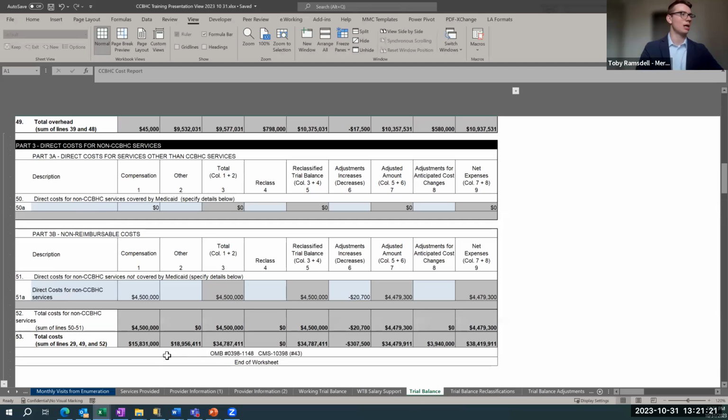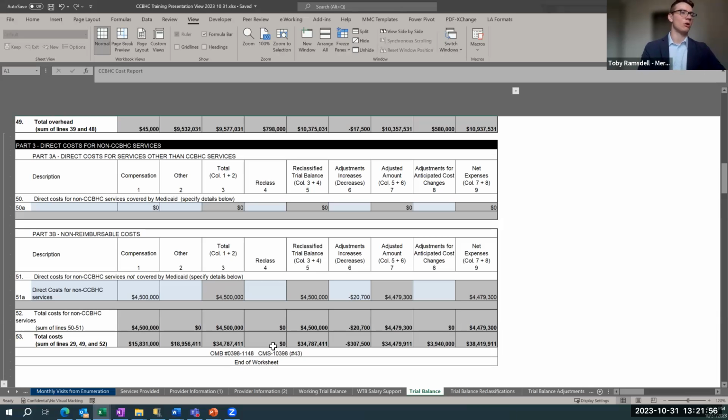All right, and then I also want to call out this specific line, line 53, column 3. This is the number that will tie to the audited financial statements. I would probably recommend preparing lines 1 and 2 first, and then taking a look at column 3, line 53, and comparing that to the audited financial statement expenses. At that point, it should tie out. If it doesn't, I would rectify that before moving on with the rest of the cost report. So something to be conscious about.